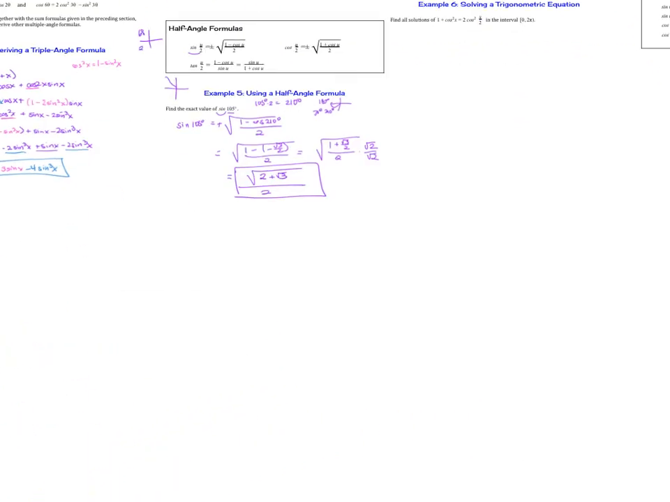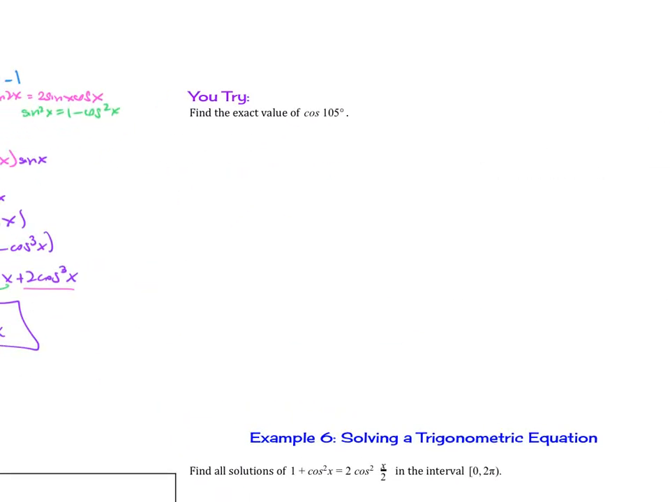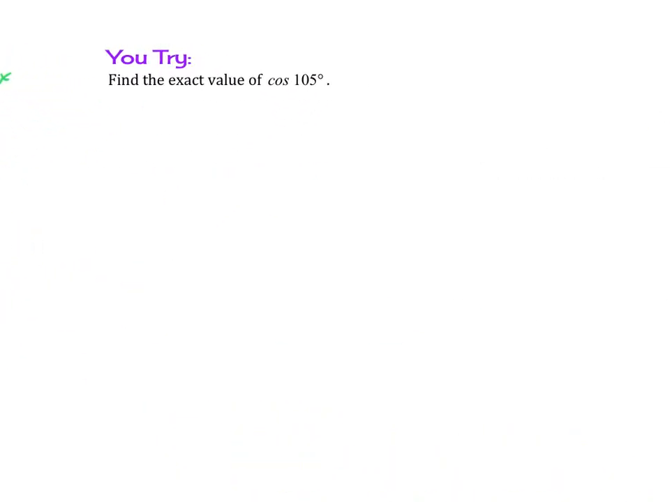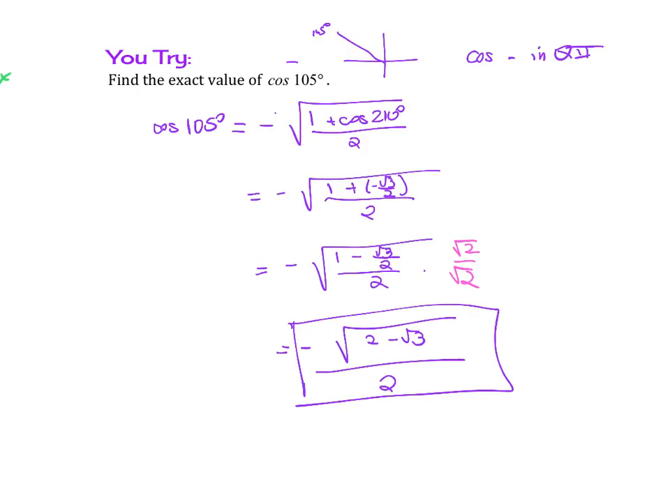Okay, let's try this next example right here. Find the exact value of cosine of 105 degrees. So remember that cosine is negative at 105 degrees, so we're going to take the negative sign here. And then you're using the 1 plus cosine of u all over 2, so u is 210 degrees, because half of that is 105. And then you rationalize the denominator, and so you would get negative square root of 2 minus square root of 3 all over 2.